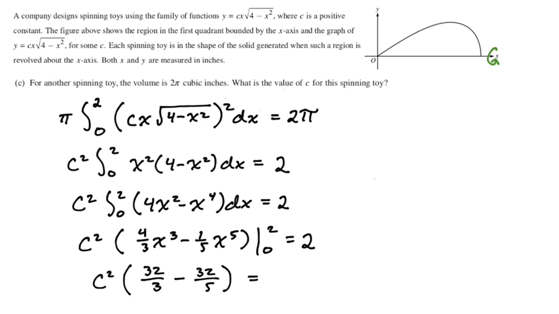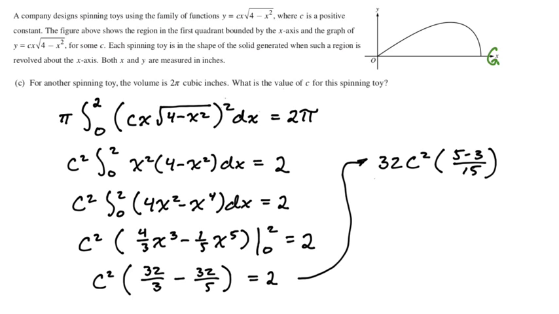So now I start thinking maybe they did get an amazing, clever thing. But they didn't. I'm going to take the 32 out and have 32c squared. And then it's 1/3 minus 1/5. So we can get the common denominator there and just have 5 minus 3 over 15. I'm just telling you how to do arithmetic here. That should equal 2. I did way more math here than I needed to.